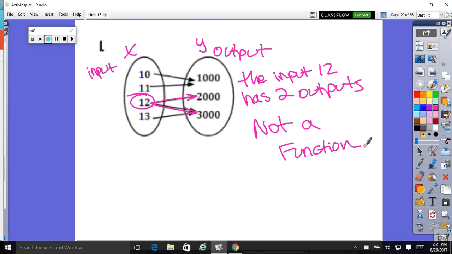Is there any other way that you could describe it? I put it's not a function because it doesn't make any sense if 12 goes to both 2,000 and 3,000. Yeah, it doesn't make any sense for 12 to go to both 2,000 and 3,000. That doesn't make it a function, correct? Okay. What else could you say?